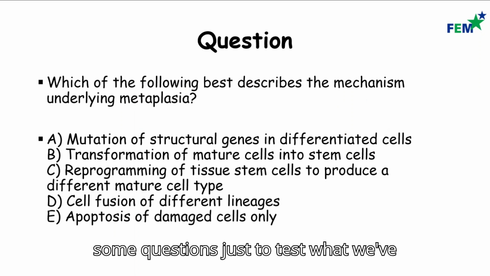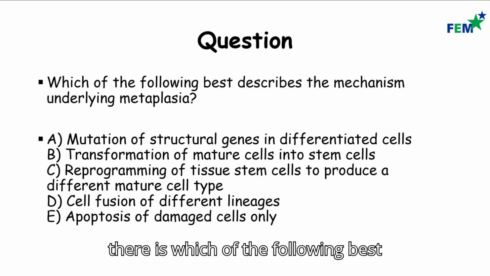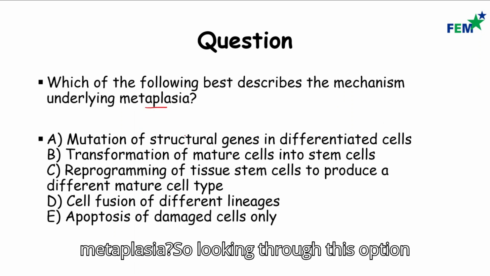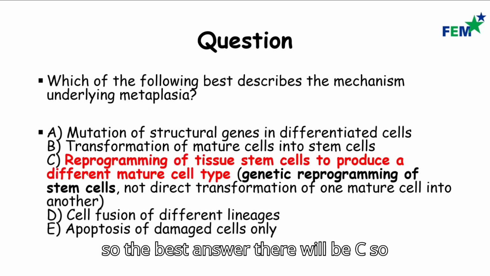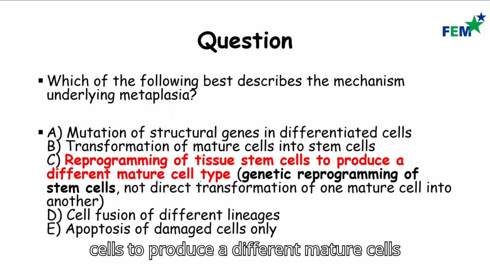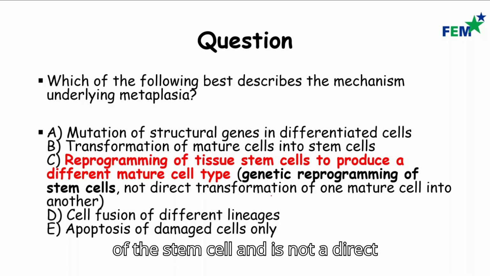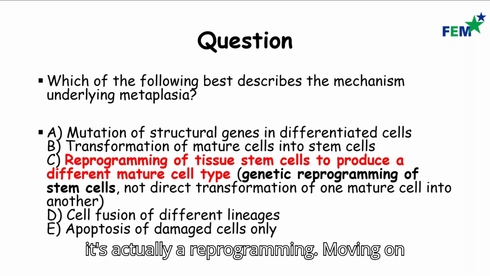So now let's go through some questions just to test what we've learned today. The first question is, which of the following best describes the mechanism underlying metaplasia? Looking through the options, the best answer there will be C. Reprogramming of tissue stem cells to produce different mature cells. This is usually genetic reprogramming of the stem cell, and it's not a direct transformation of one mature cell into another. So it's actually a reprogramming.